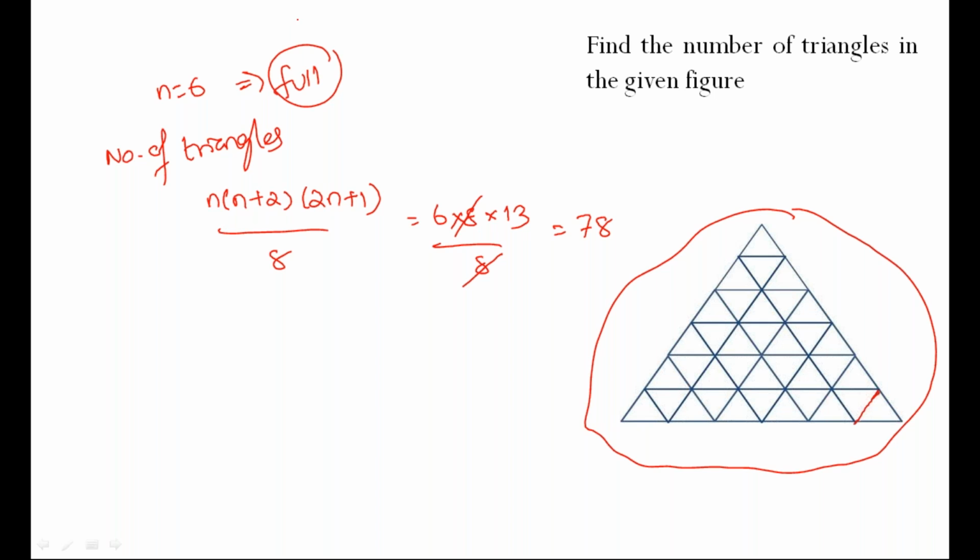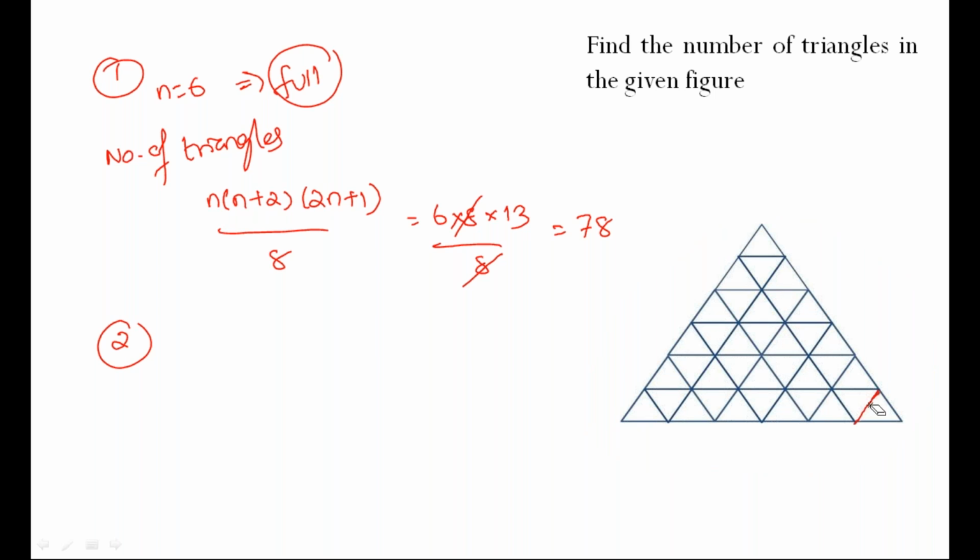Now see the second situation, if that line is removed only at the corners. Guys, listen. If this line is removed, what will happen? Because of this line, 2 triangles are missed. So for this question, the answer is 78 minus 2, which is 76.